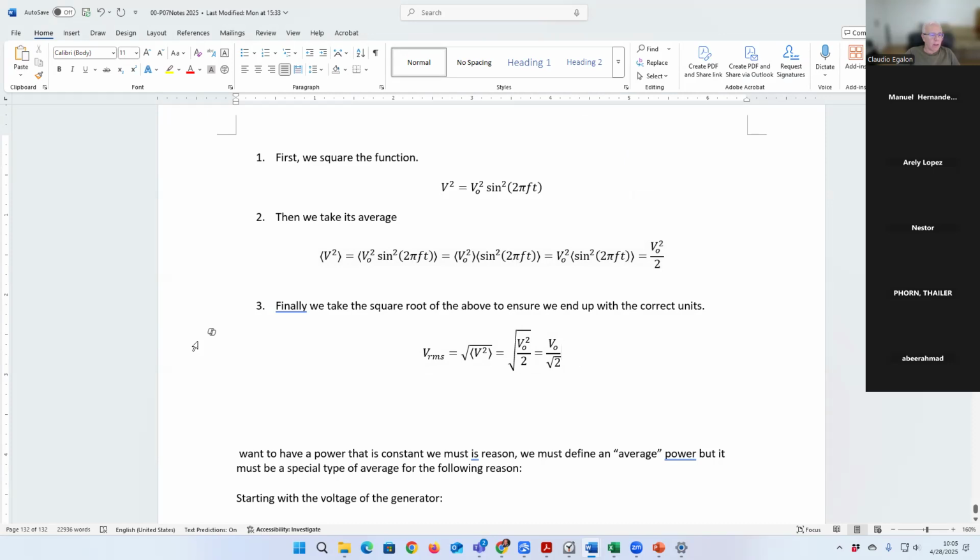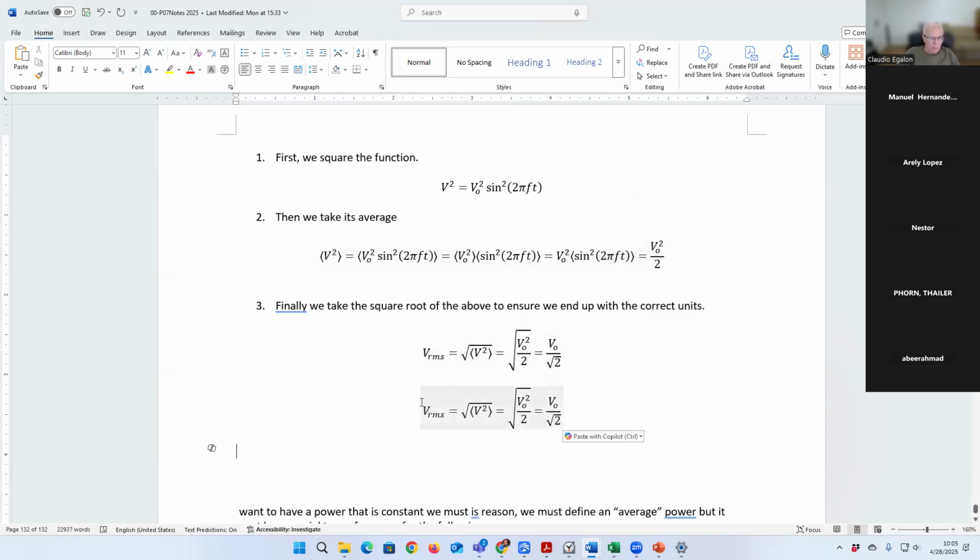We have the same for the current, the same for the current, with the factor of the square root of 2.